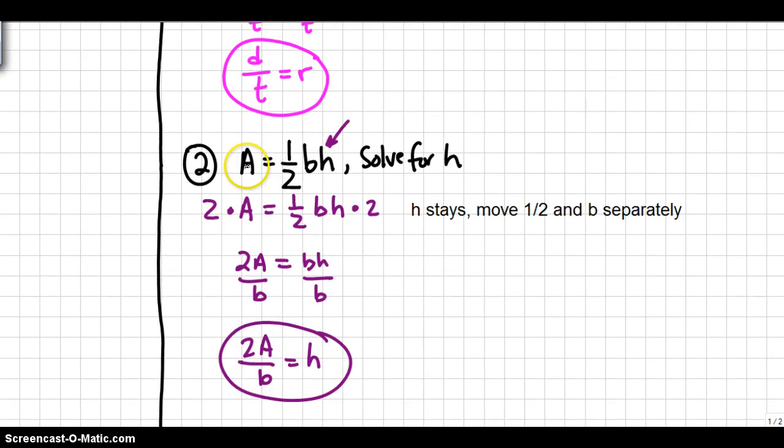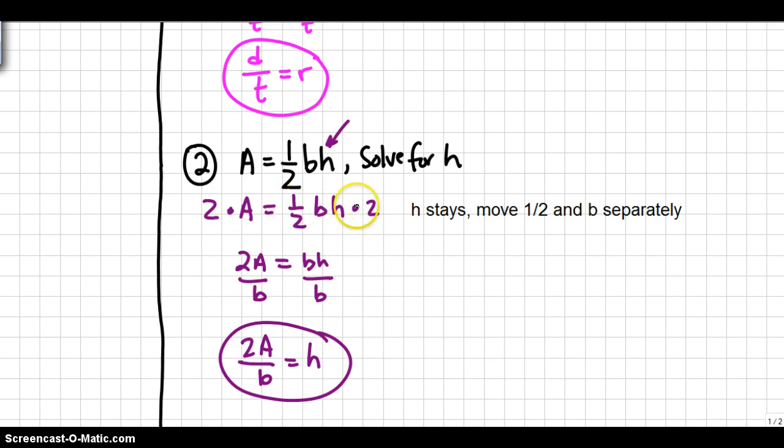In the next example, we have the formula A equals 1/2 b times h. It's a formula for the area of a triangle. They want us to solve for h. So the h is going to stay put, the b and the half have to go away. In this first method, we're going to leave the h and move the 1/2 and the b in separate steps. Since the half is further away from the h than the b is, we're going to move the half away first. Half is being multiplied, and to get rid of a fraction, you always multiply by the reciprocal. So I'm going to multiply by 2 or 2 over 1 to both sides.